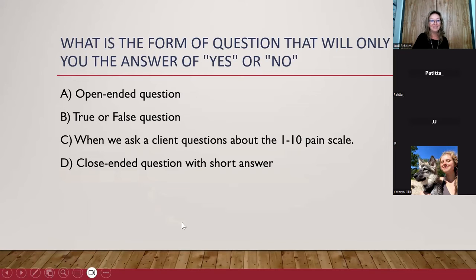Okay, I can't wait to look at the chat. All right, I know we're going to be all over the map here. Okay. All right, we're batting 1,000. No one's gotten the answer. All right, we're going to start over. Ooh. Greta. What is the form of a question that will only give you the answer of yes or no?